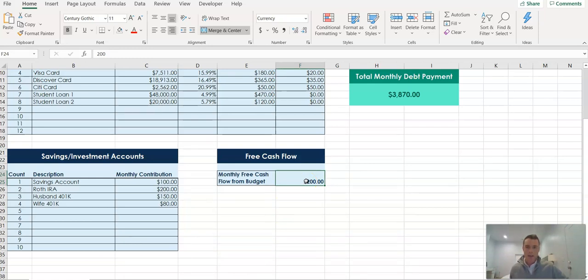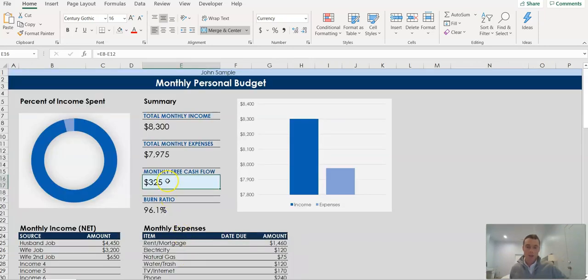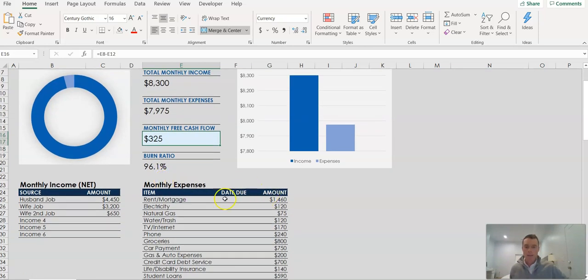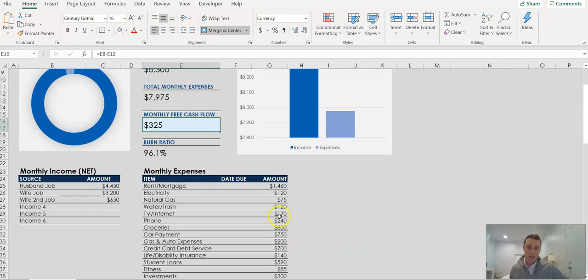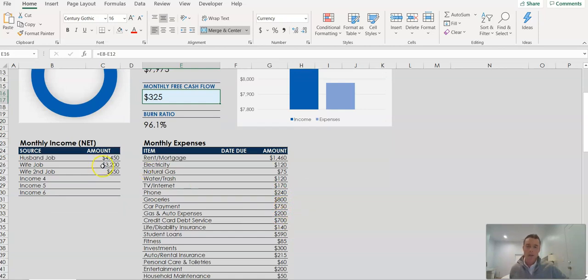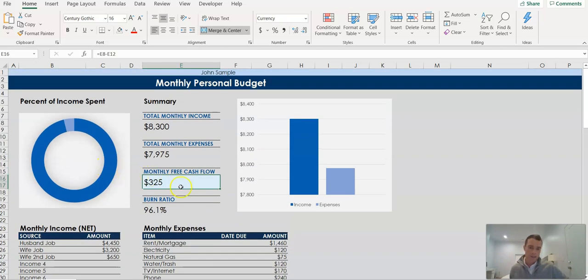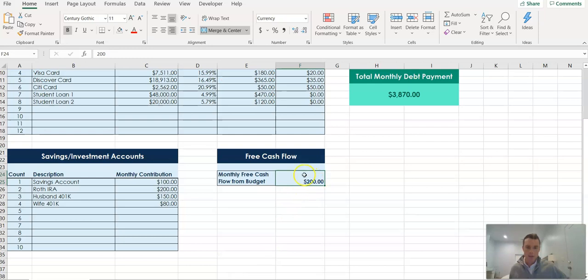I would recommend you leave a little bit of cushion if you can. Their budget shows that they've got $325 per month in free cash flow, but obviously we have some nuances and ebbs and flows in some of these expenses and incomes as well. So for the sake of this example, they might say, let's just take 200 of that 325, and we'll leave the extra $125 for ebbs and flows and nuances in our expenses and incomes. So that's the $200 I have plugged into the bottom right here.